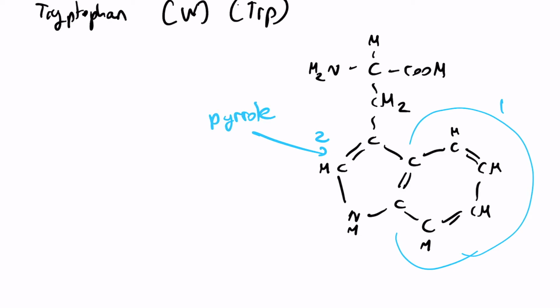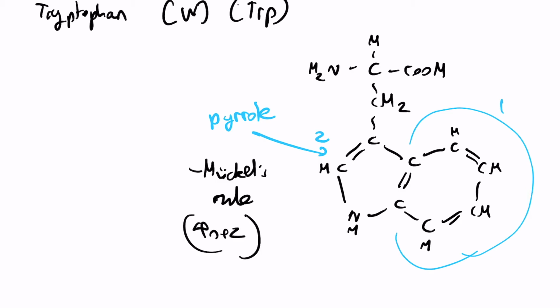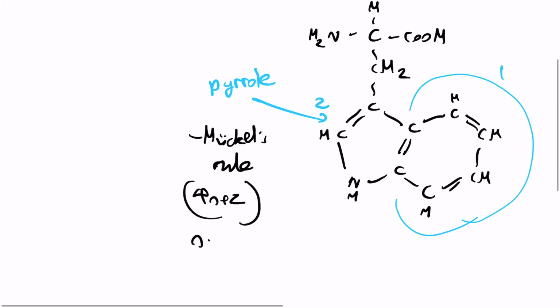Now the reason why these both are aromatic is because they both obey Hückel's rule. So I'm going to give a quick refresher of Hückel's rule just in case you needed one. Hückel's rule is basically 4n plus 2. It's the idea that any planar system that satisfies this equation, its pi electrons will satisfy this equation, with n being an integer. So I'll just showcase what I mean by that.